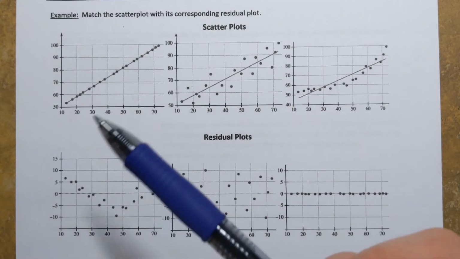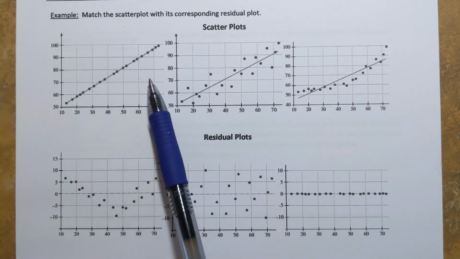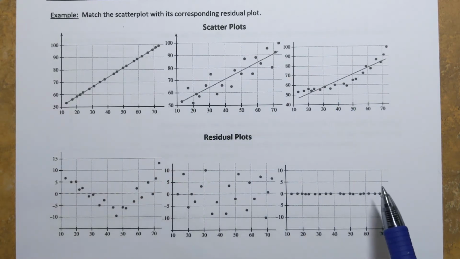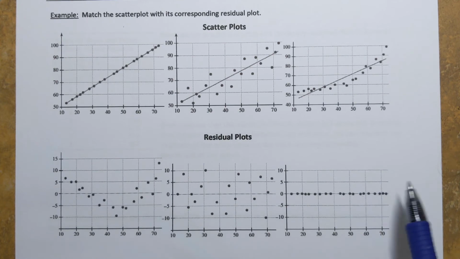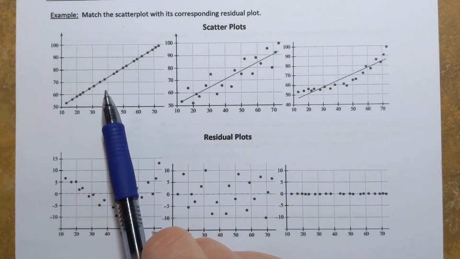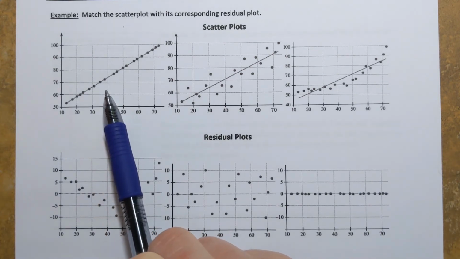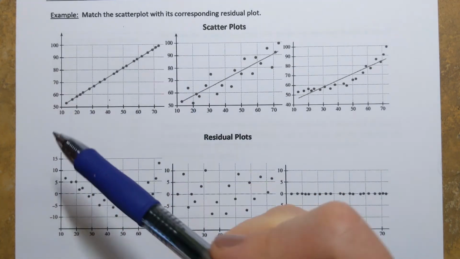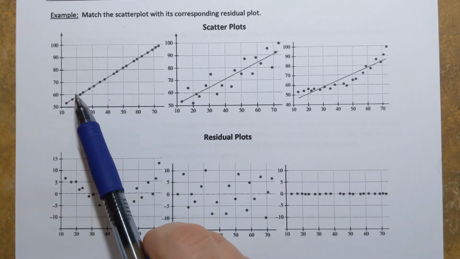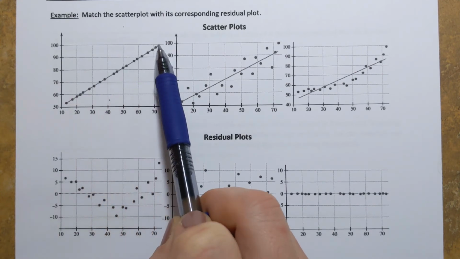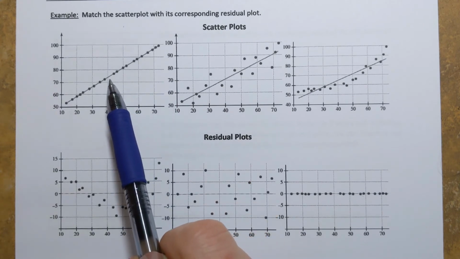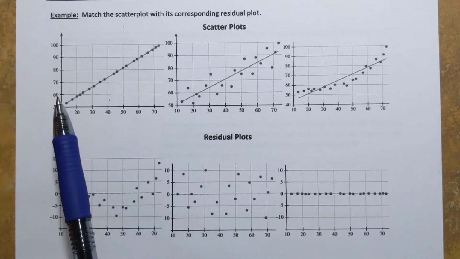In this example, we're asked to match the given scatter plots with their corresponding residual plots. Let's try that. Here's our first scatter plot. What kind of model can we see here? That is an exact linear model because the points of the scatter plot lie right on the line, so that is a perfect association between the two variables.